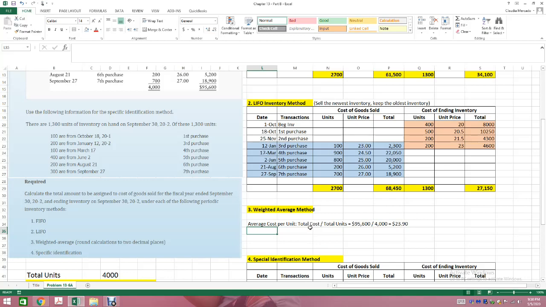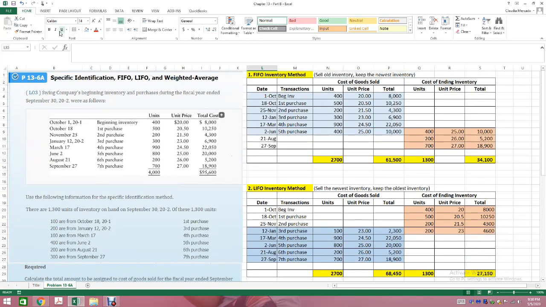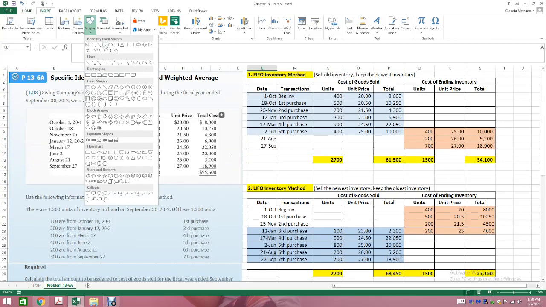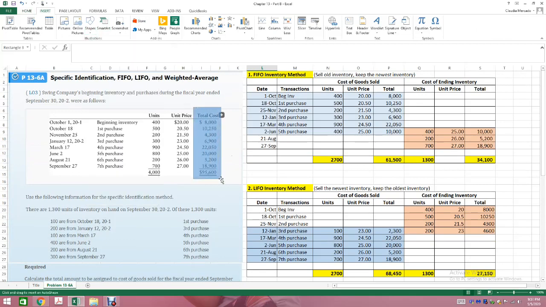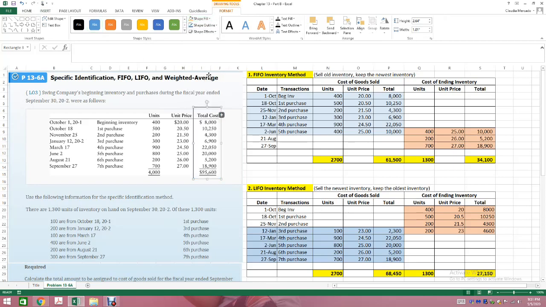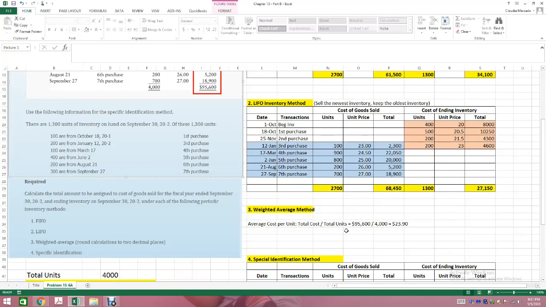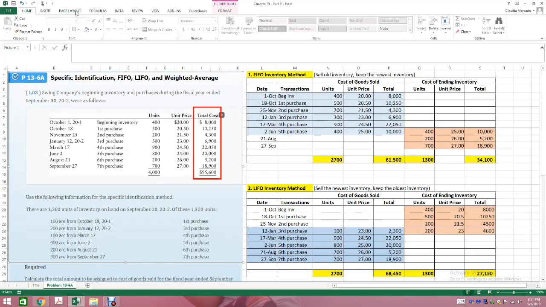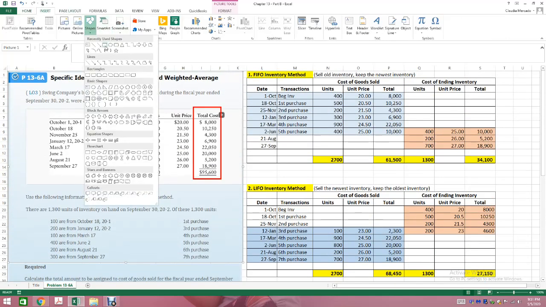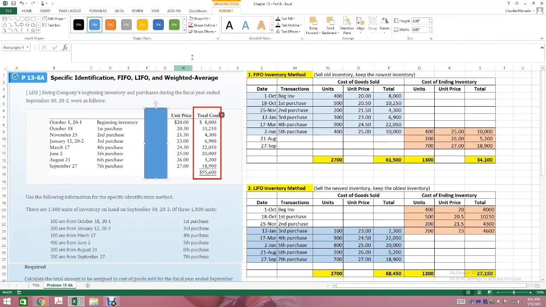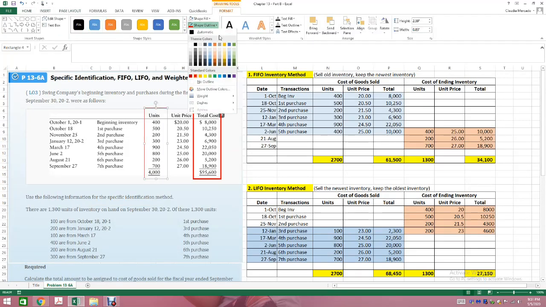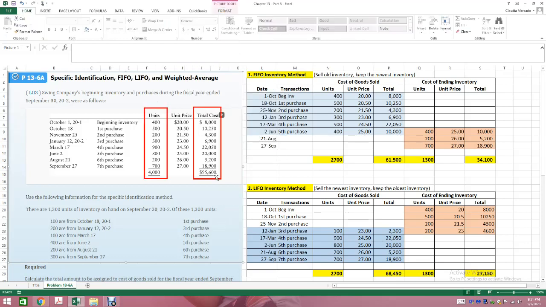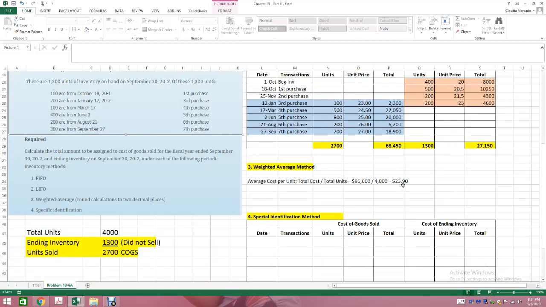So the average cost per unit is your total cost right here. This is your total cost. That's the number that we're picking up. Your total cost, 95,600, divided by your total units. These are your total units. So you're going to divide 95,600 by 4,000, and that gives you $23.90.